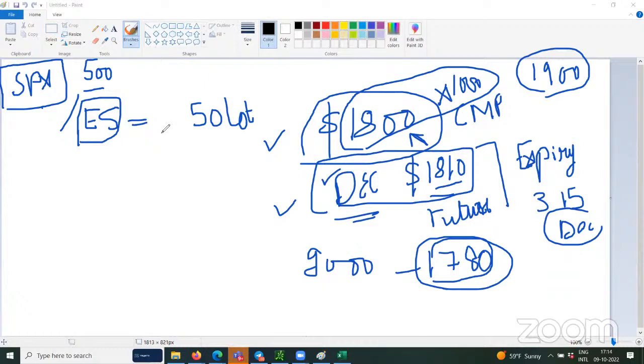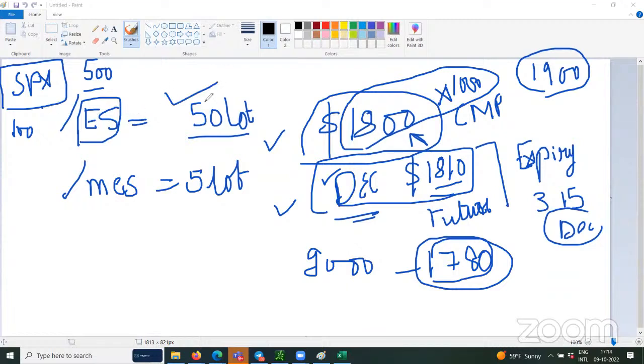Now, derivatives can be of different sizes depending on the risk. SPX options are a 100 lot size. ES is a 50 lot size. MES is a 5 lot size. So on a single tick move, a 1 point move on ES, it will give you $50. A 1 point move on the negative side will take $50. MES takes $5 on the negative side and gives you $5 on the positive side. So this is a very simple futures explanation.